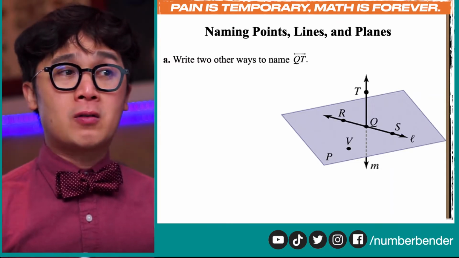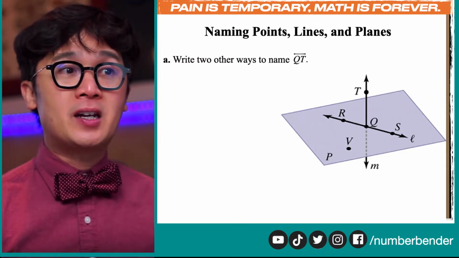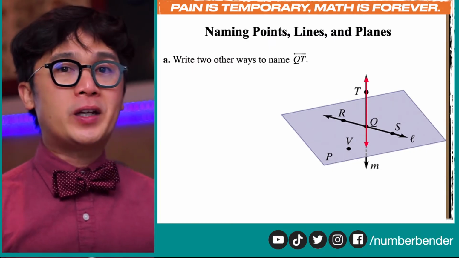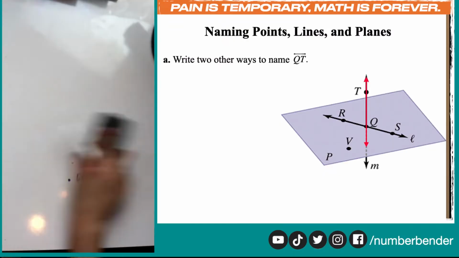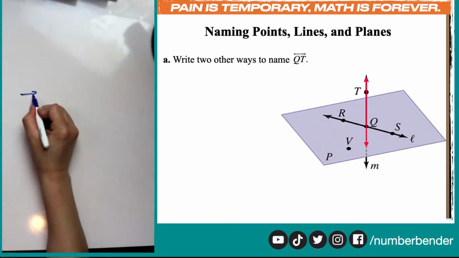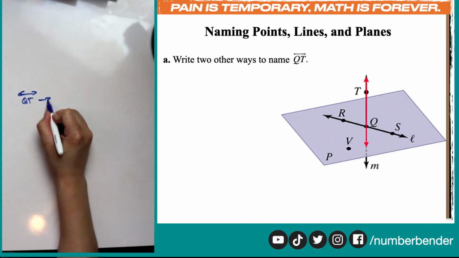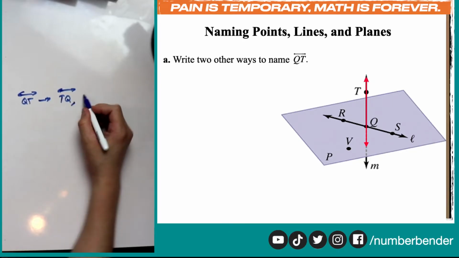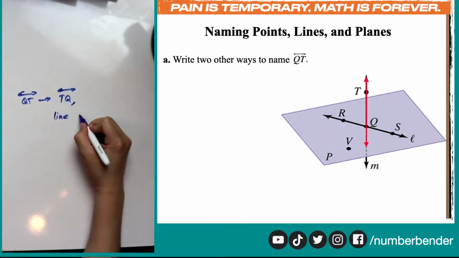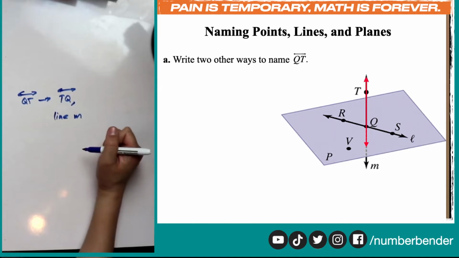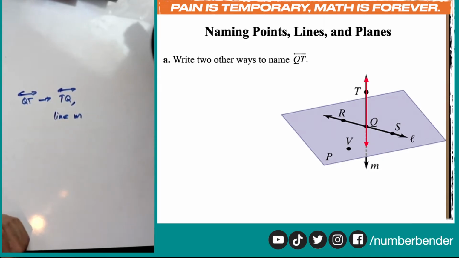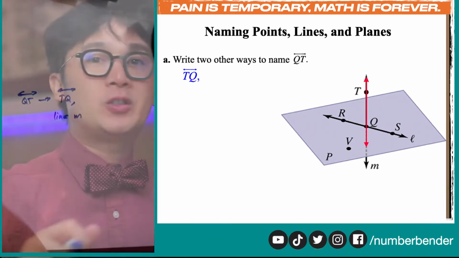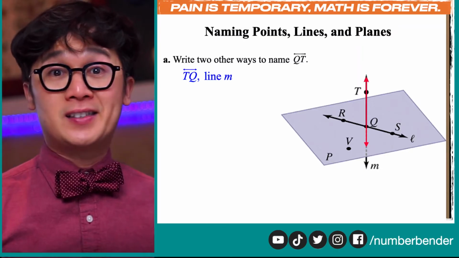The first one is to write two other ways to name line QT. So line QT is denoted by this line right here, and we know that we can simply represent line QT as the easiest one. We can name it as TQ, and the other one, we can name this as line small letter m. And this is how we denote a line, and we know that we're able to produce those two notations using this instruction.